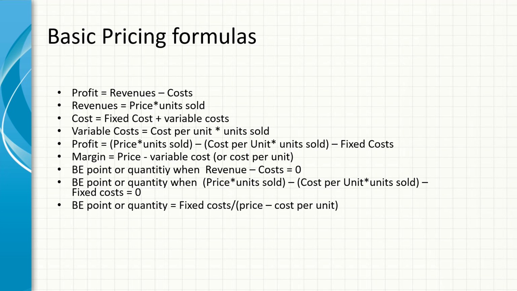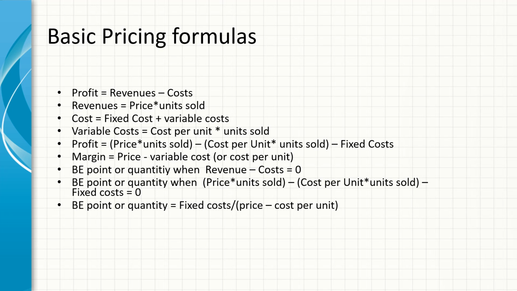Variable costs equal the cost per unit times the number of units sold, and profit then is the price times the number of units sold, that is revenue, minus total cost, which is cost per unit times the number of units sold, minus fixed costs. The margin is the price that you charge minus the variable cost, or cost per unit, or cost of goods sold per unit. And then the break-even point is when revenues equal costs.